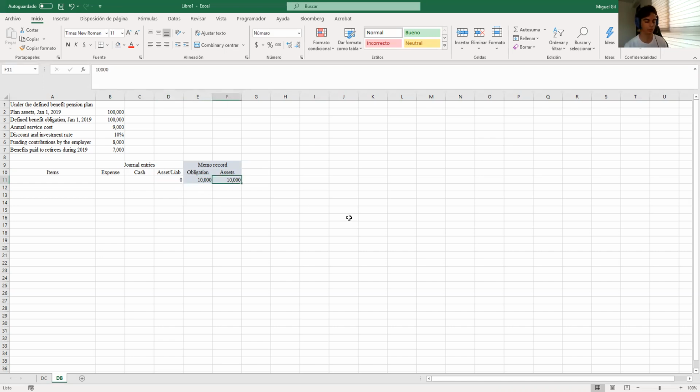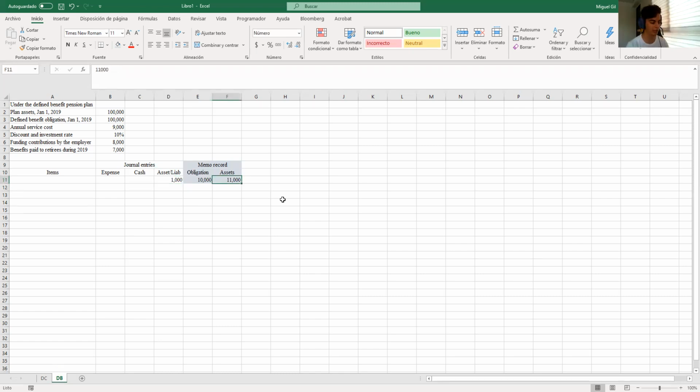I will change a little bit. So imagine that you have 11,000. That means that in the fund there is more money than the money required to fulfill the obligation. That's nice, right, for the company. So that means that in here this company will probably have a positive 1,000 pesos. So that's why I say it can be asset or liability.